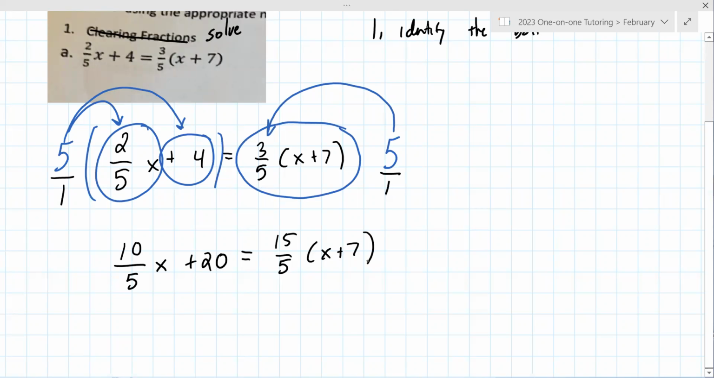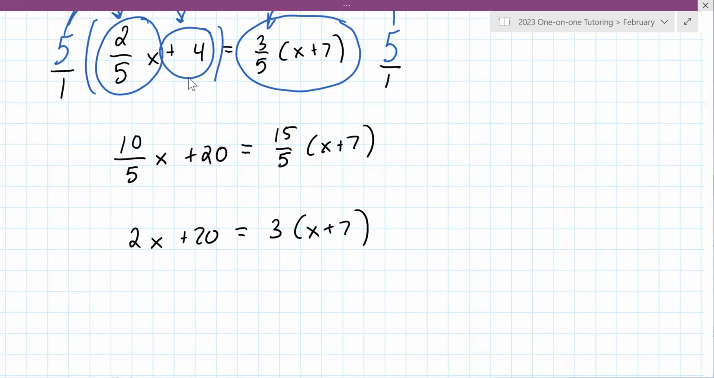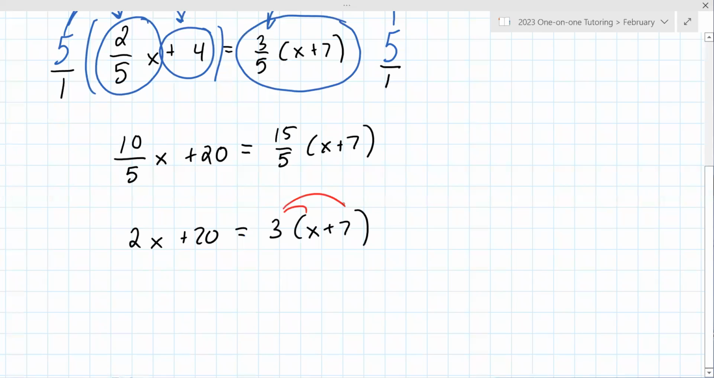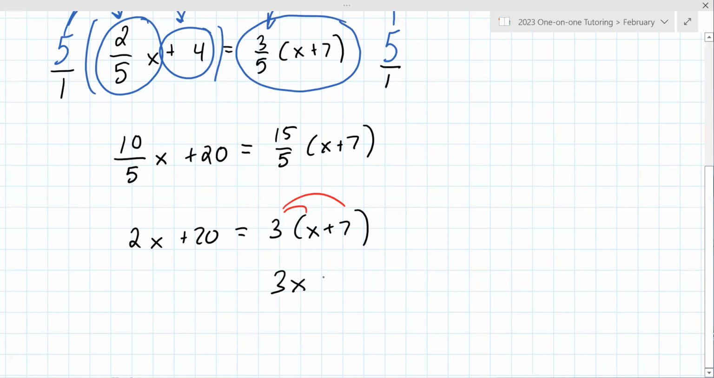All right, so let me know when you get caught up to here. From here, it's not bad at all to solve. Okay, got it now. So 10 divided by 5 is 2. 2x plus 20 equals 15 divided by 5 is 3, x plus 7. And from here you distribute in. That 3 has to go to both, to the x and the 7.